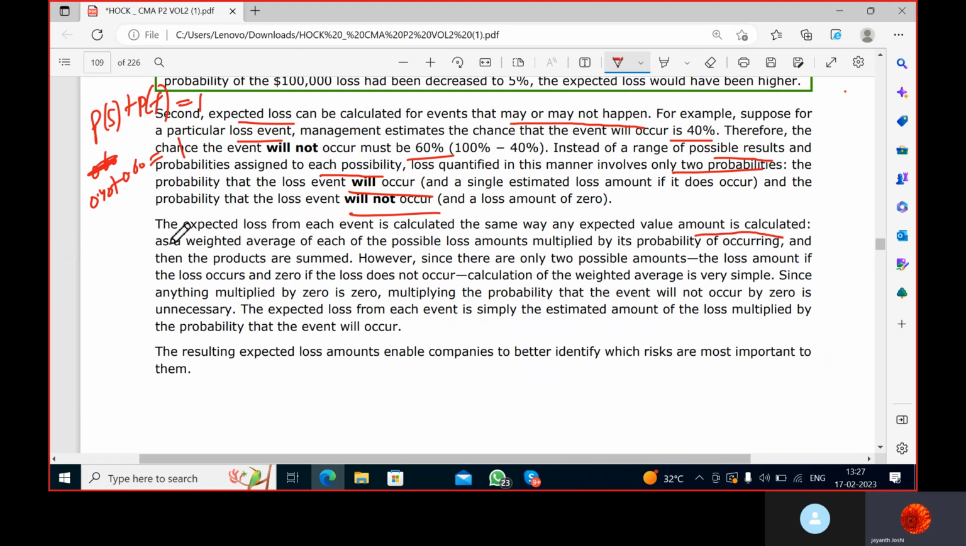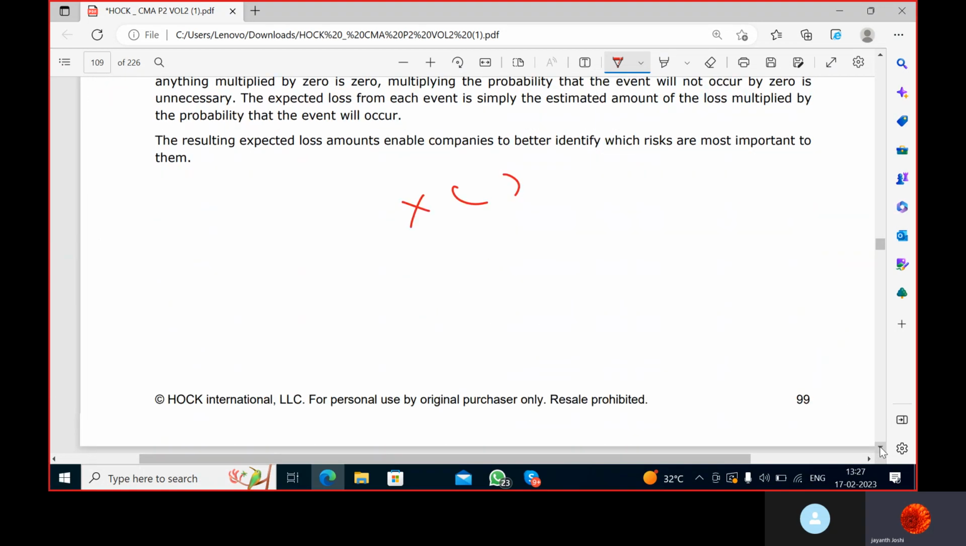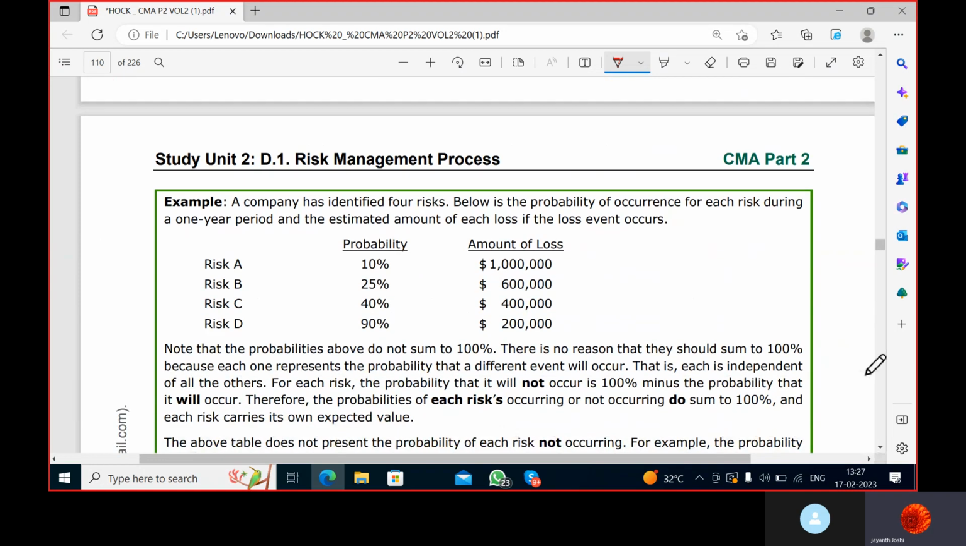So the expected loss from each event is calculated the same way any expected value amount is calculated: as a weighted average of each of the possible loss amounts multiplied by the probability of occurring. We know that we multiply the probability with the amounts, and then the products are summed. We have already seen that in the previous case. Again, we are going to do a question regarding this. Just read the question.